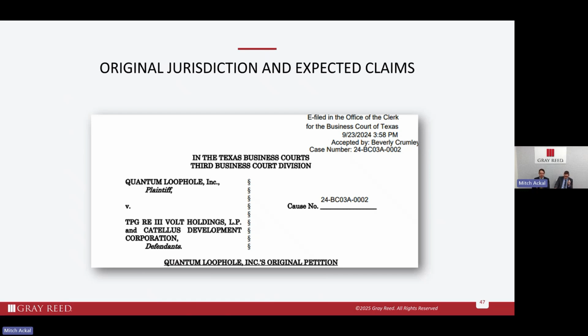Now, another reason this case is interesting is because all of those entities you see in the caption there were all organized under Delaware law. The contract at issue chose Delaware law. The claims are brought under Delaware law, and yet the parties chose to bring the case in Texas. To Mitch's point earlier, this is exactly the reason the legislature explored bringing the Texas business courts to life: to give businesses an option to bring this kind of litigation to Texas, and to give companies an option to establish their businesses in Texas.